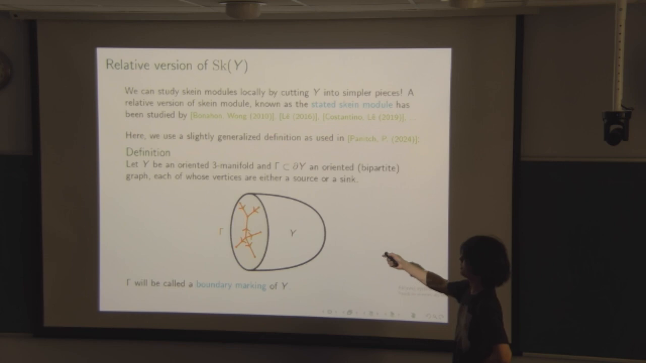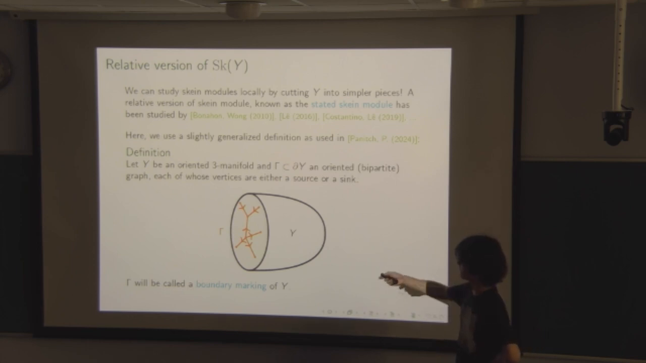The earliest version of it, I think, appears in this work of Bonahon and Wong that relates skein algebra of surfaces with quantum tori. And the definition was refined by Lê and Costantino–Lê, which I will review right now. The definition I'm going to give is actually a slightly generalized version, which we need in our construction of the 3D quantum trace map.